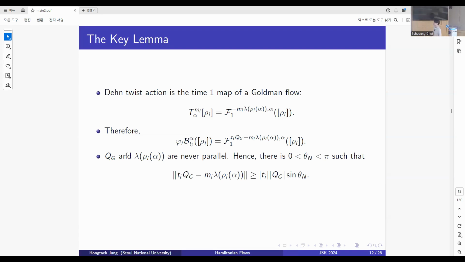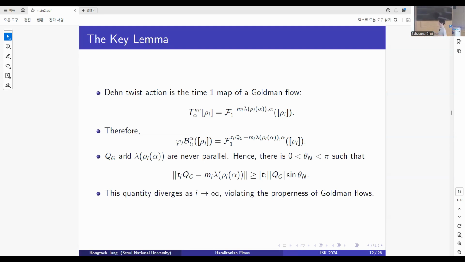And in that setting, we can estimate the length of this vector. We just project it to the orthogonal complement of this one. And because the rho_i are chosen in a relatively compact set, there must be some angle theta_n that is bounded and confined between 0 and pi. So we have this bound on the size of this vector. And we know that as i goes to infinity, t_i goes to infinity. So the size of this vector goes to infinity, and that violates our properties of Goldman flows.